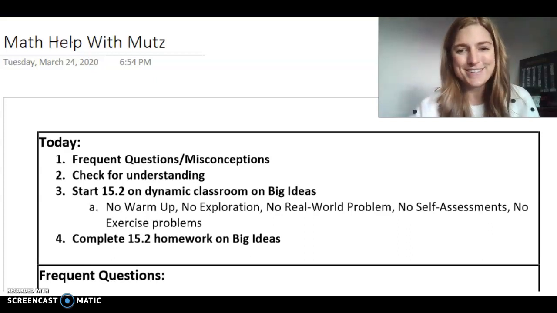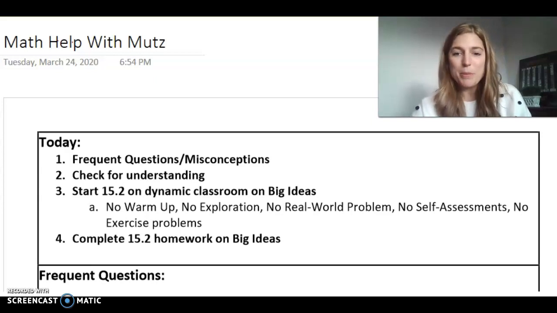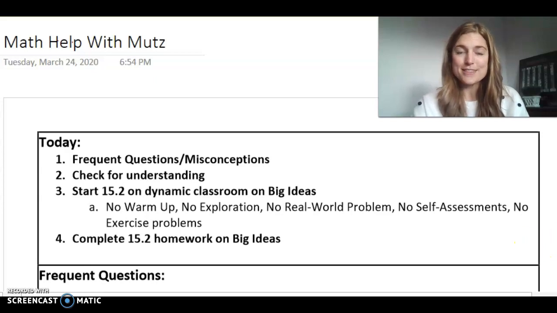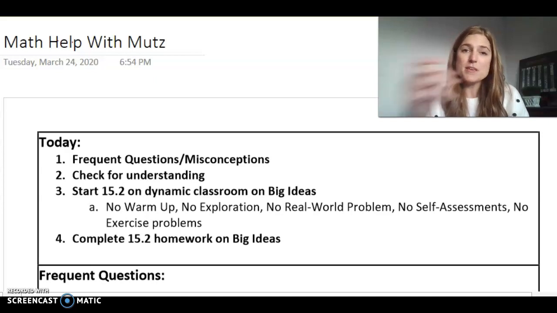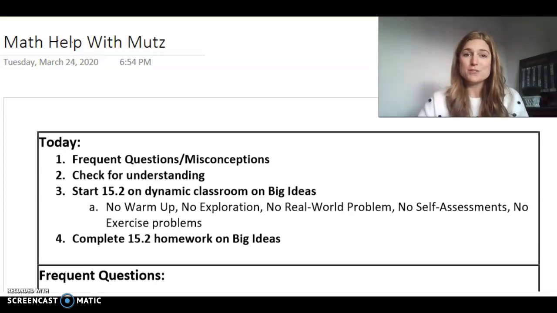And then last but not least, you're going to complete your homework on Big Ideas. Know that I'm always here to help with frequent questions. If you need to see me during my office hours at 10:30, or if you need to set up another time to meet with me, we can try and set up a Zoom session and tackle all those questions you've got.